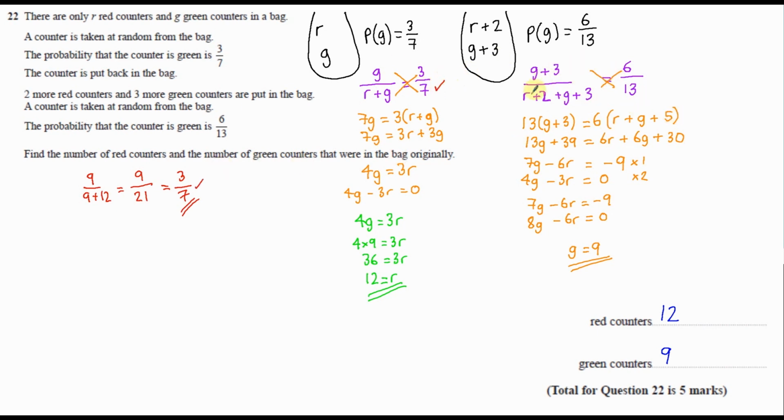And just to double check it with this one to make sure it definitely works, if G is 9, then 9 plus 3 out of the reds plus greens, which is 21 plus 5, gives us 12 over 26, which simplifies down to 6 over 13. So again, we can see that that is definitely correct.